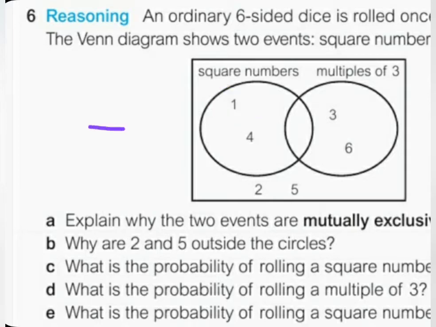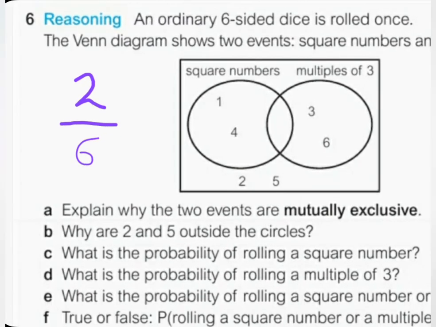So with this probability, we're going to write it as a fraction. We're going to write 2 on top because we have 2 square numbers. And then in the bottom here, we're going to write how many numbers there are in the six-sided dice. So how many are there? Very good. There are 6. So we write 6 here. Good job. So the probability of rolling a square number is 2 out of 6.